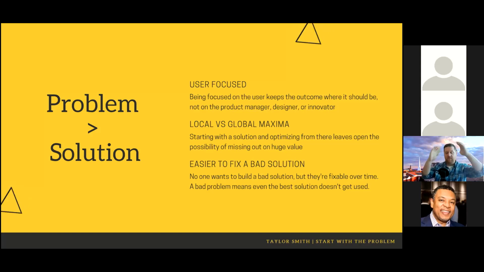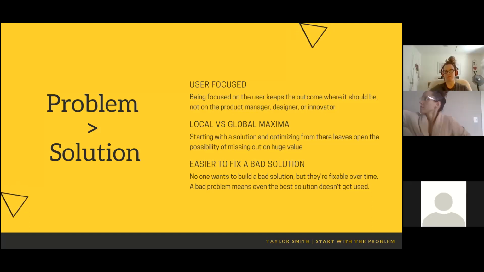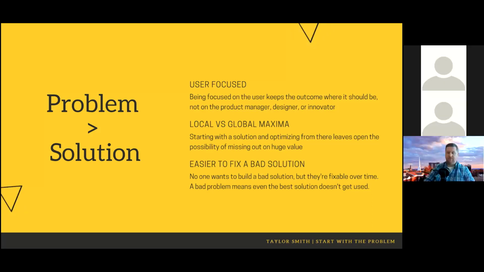A global maximum is the highest point in the entire graph. And what we do when we start with a solution is we can end up making that solution the best solution that it can be, even though it's not the best solution, right? So we can maximize from where we start off, we can get it as good as it can ever get. And we'll do that if we're a good innovator, a good product manager. But that might not be the absolute best solution for the customer.